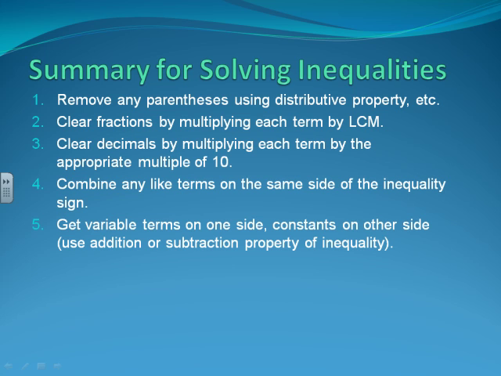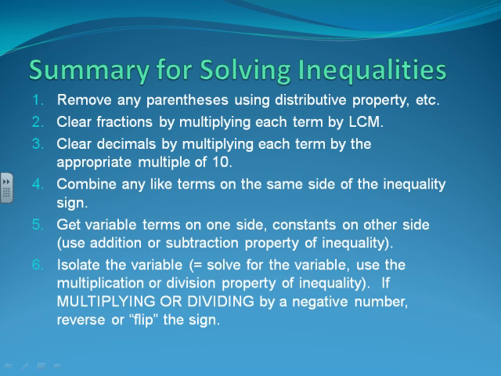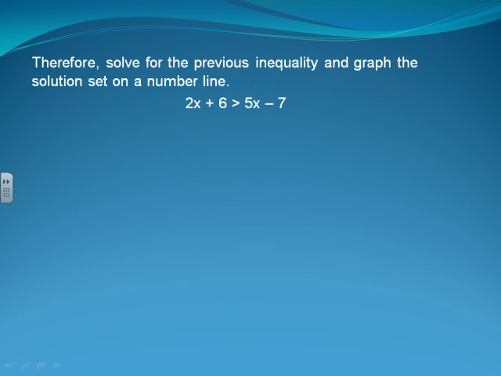Step 5, get your variable terms on one side, all your constants on the other side. And to do that, just like with the equalities, you're going to use the addition or subtraction property of inequality. Move stuff around using addition or subtraction. And then isolate your variable or solve for the variable by using the multiplication or division property of inequality. If multiplying or dividing by a negative number, remember to reverse or flip the sign. Only multiplying or dividing by a negative number. And then, as always, you want to take your answer, check it in the original problem to make sure that it works. So let's do some examples.